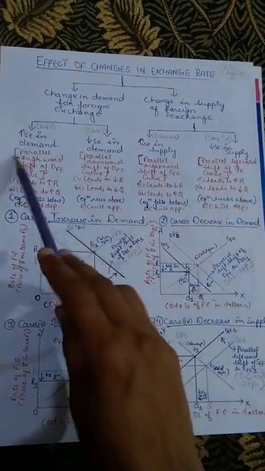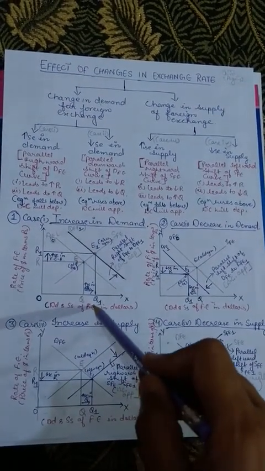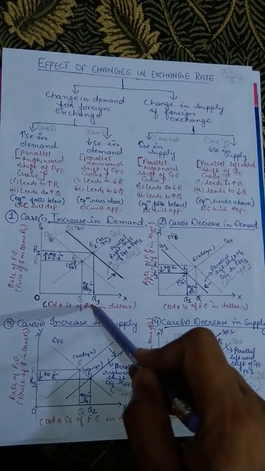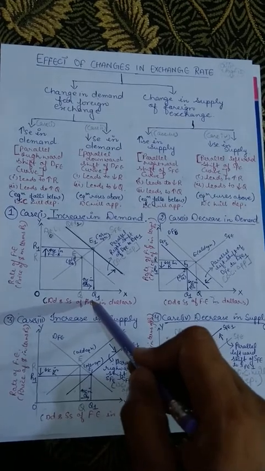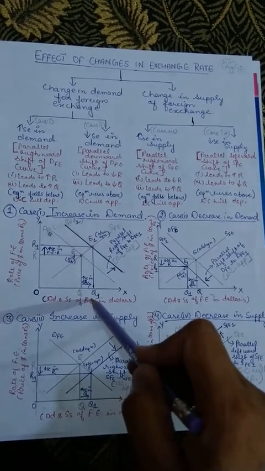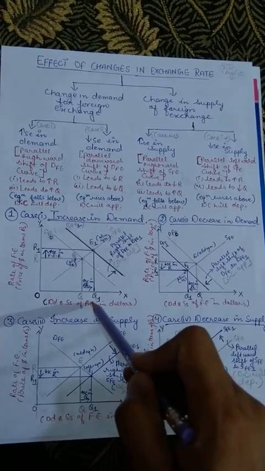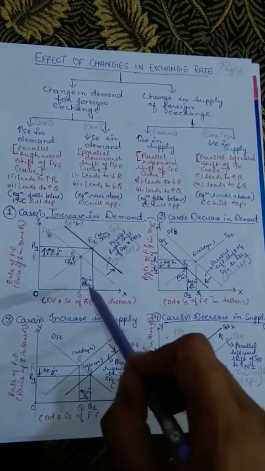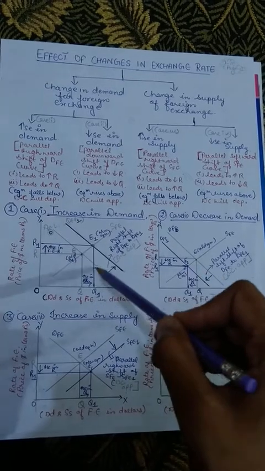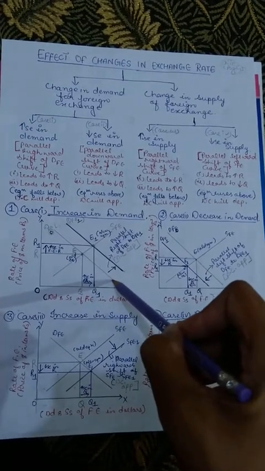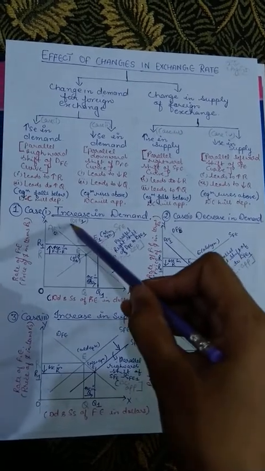Now what does increase in demand mean? Here I am having an increase in demand. What does it mean? Your old demand curve will shift parallelly to the right side whenever there is an increase in demand. So let's have a look here. This was your original supply curve, this was your original demand curve. Due to increase in demand, your demand curve is shifted in this direction that I have shown with the pen.